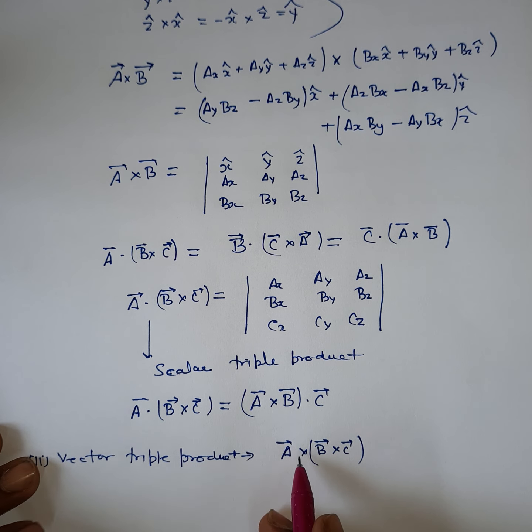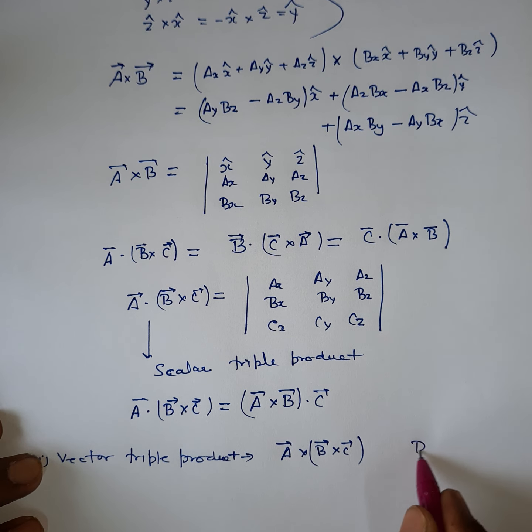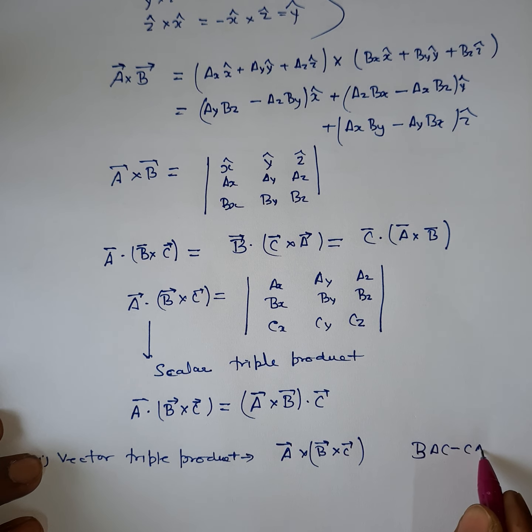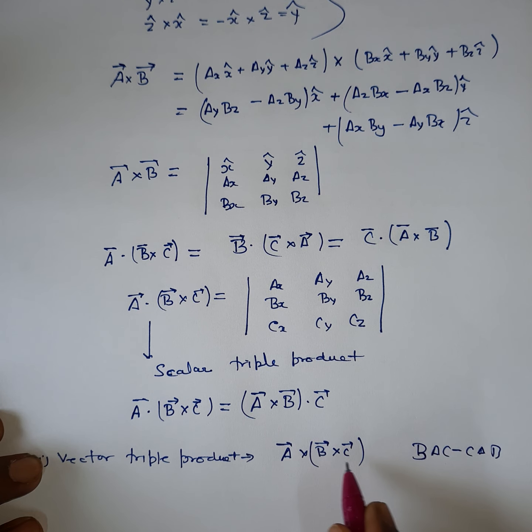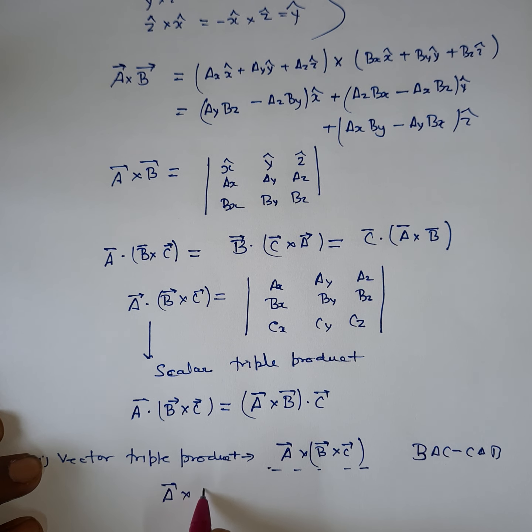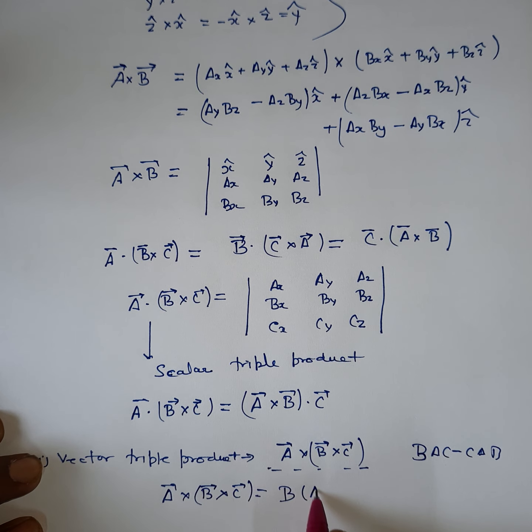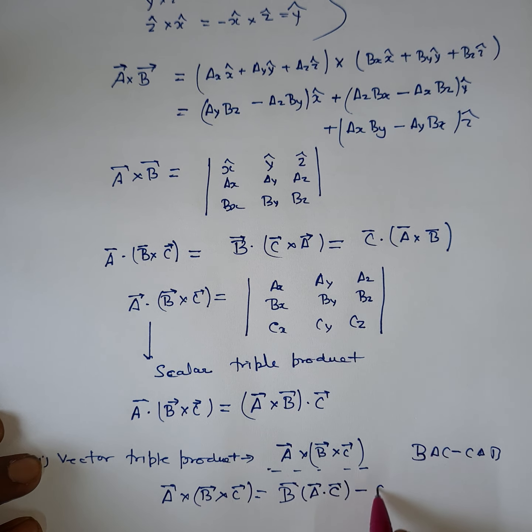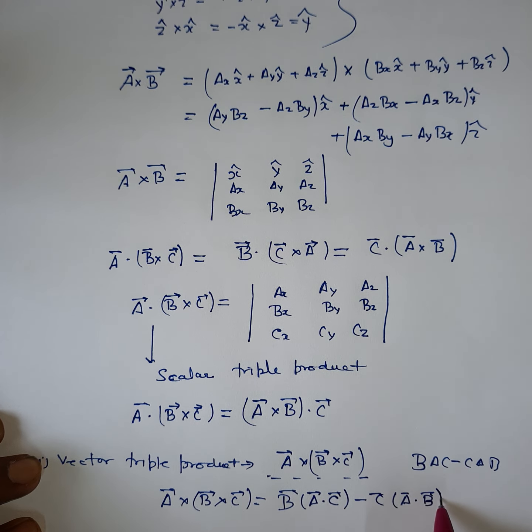But you can also make a vector quantity by taking the cross multiplication. So the vector triple product can be simplified by the BAC CAB rule. If you have A vector cross B vector cross C vector, you can write it as B vector into bracket A vector dot C vector, minus C vector into A vector dot B vector. So you can write it like this.